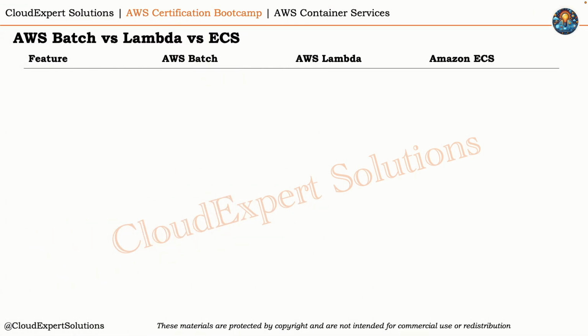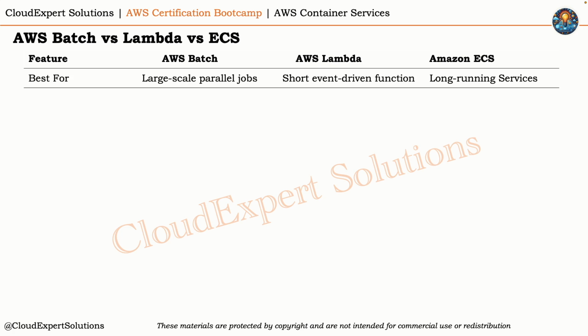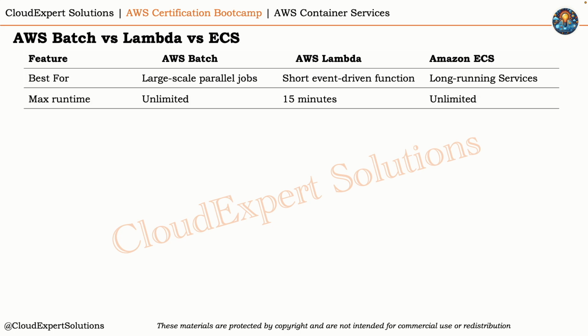Now let's compare AWS Batch with AWS Lambda and ECS side by side. We'll start with the use cases. AWS Batch is best for when you have large-scale parallel jobs. AWS Lambda is for any short event-driven function, and Amazon ECS when you have a long-running or continuously running process. Your workload can run with AWS Batch and with Amazon ECS for unlimited time, but when it comes to AWS Lambda, the process must be completed before 15 minutes because AWS Lambda has an execution cap of 15 minutes.